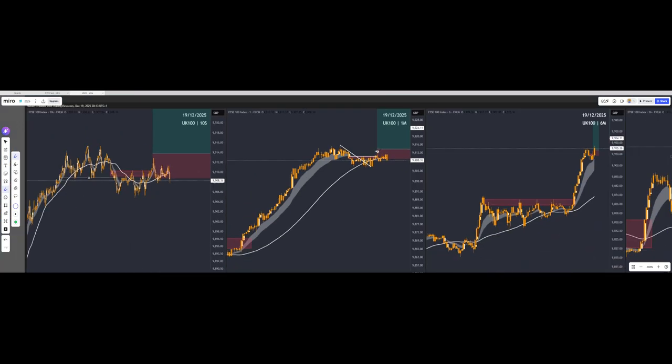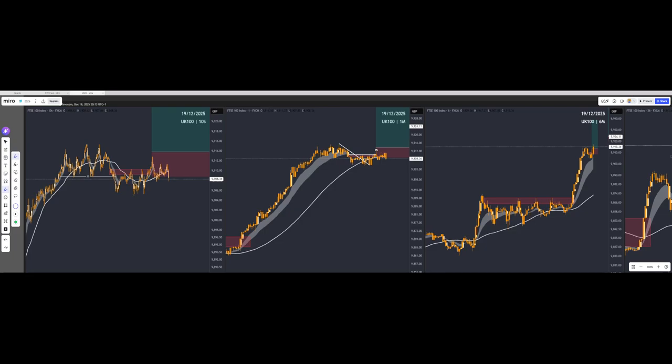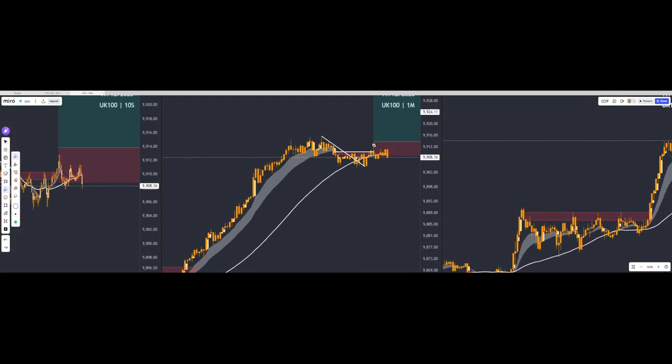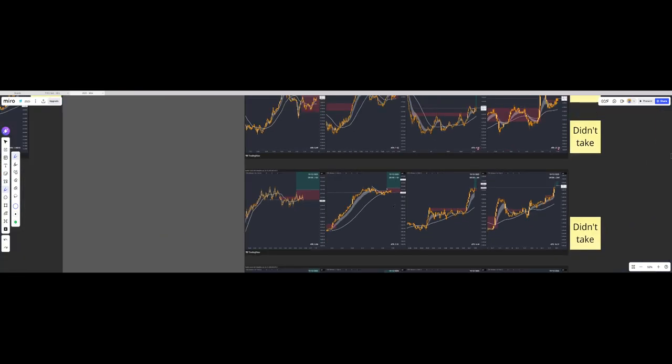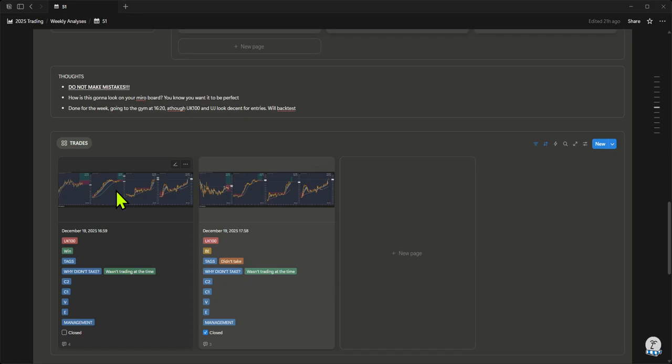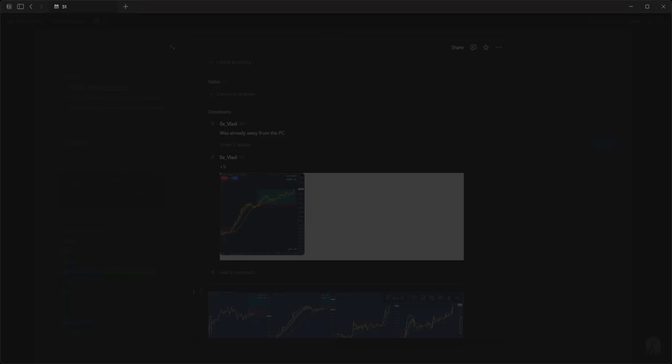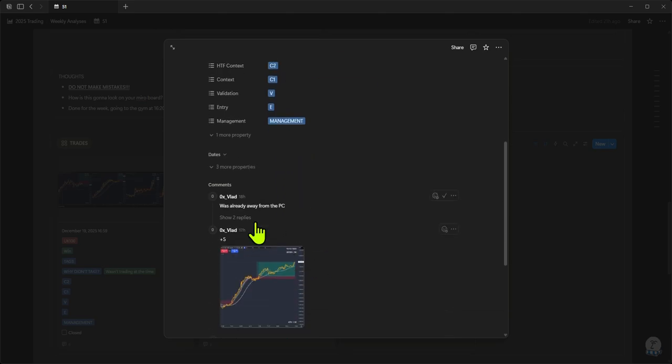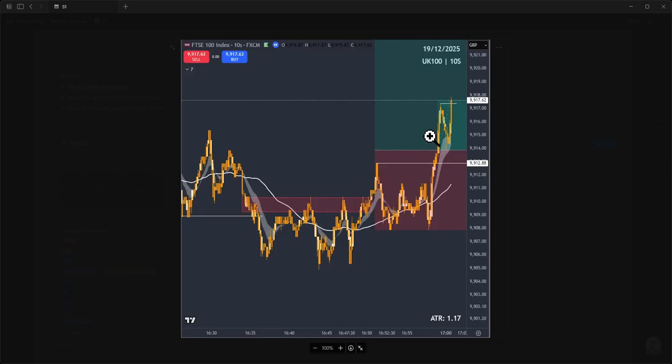To enter here makes total sense because if it wanted to redistribute or distribute, it would just take the liquidity like it did over here and it could go away, right? So what does it do? Is it this one? Let me check once again. Yes, it's this one. I was already away from the PC, but if I got tapped in, I would have reduced risk as price moved above here.